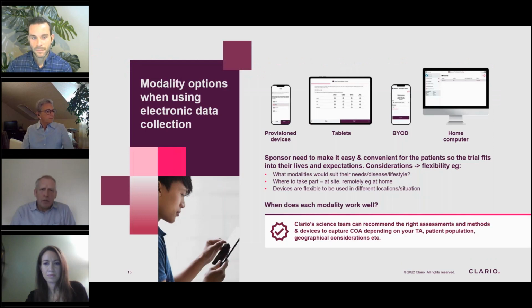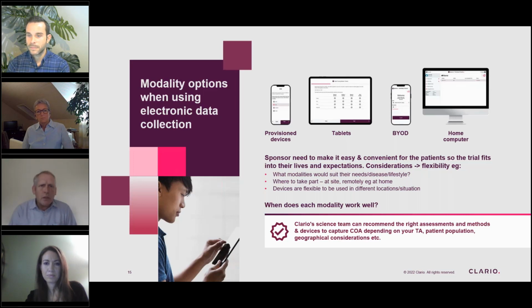Sure. So as we see on the next slide, multiple options exist, and clearly there are benefits for each of these types of options depending on the population under study, and what their needs or disease and lifestyle may require. Starting from left to right, of course, is provisioned devices. Clario in this case can provision devices to each of the participants in the study, so that they would have the diary on a study-specific device. We'll speak about how that can also be used in more context with other connected devices a little bit later.